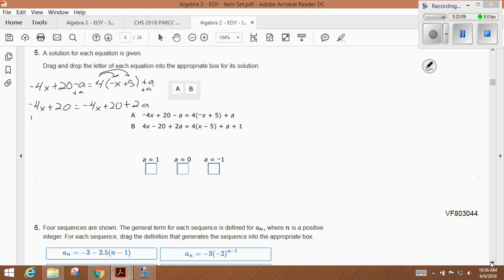What happens when I add 4x to both sides? It cancels. What happens when I subtract 20 from both sides? So what do I have left over on my left-hand side? I just have 0, right? And on my right-hand side, I have 2a, so that means that a is 0, right? If I divide both sides by 2, 0 divided by 2 is 0. So that means that I can write an a right there.